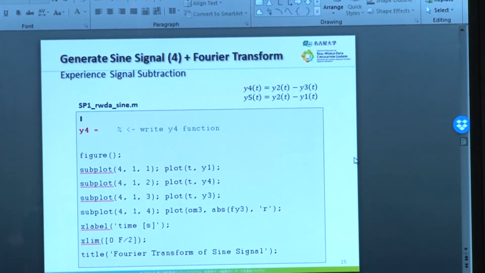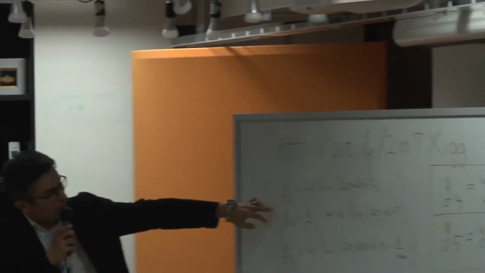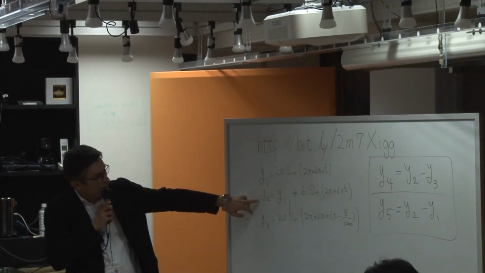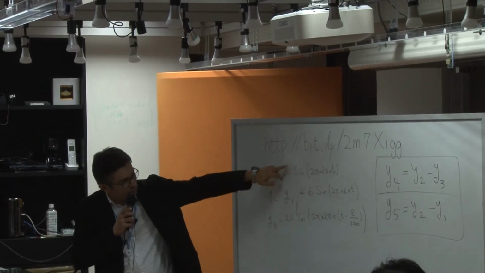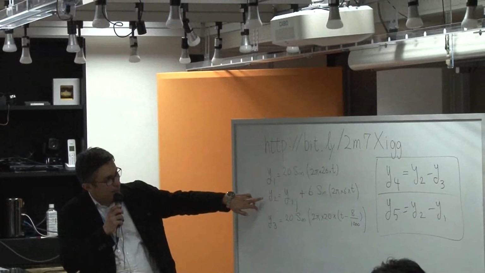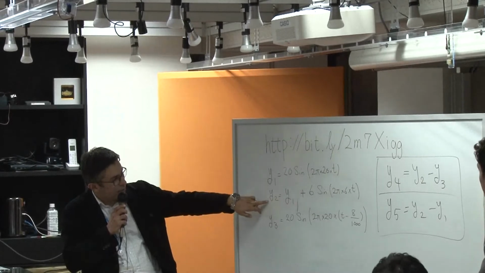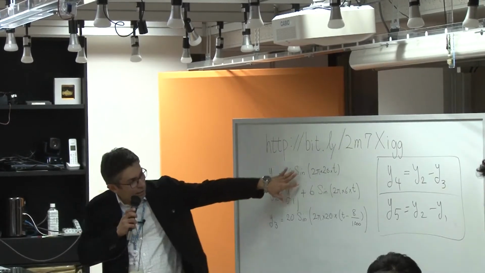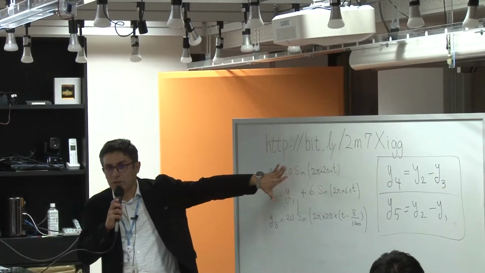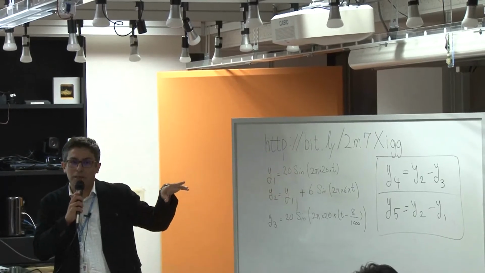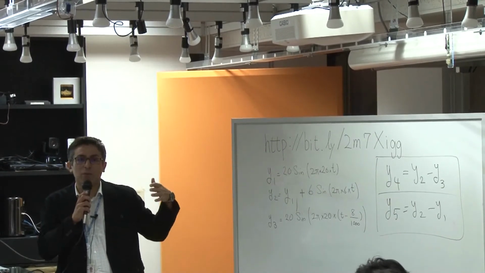So what I want to say here is, if you see y1, y2, y1 is repeated inside. So if you subtract y2 from y1, you can delete this signal. This is one of the ways to eliminate noise.